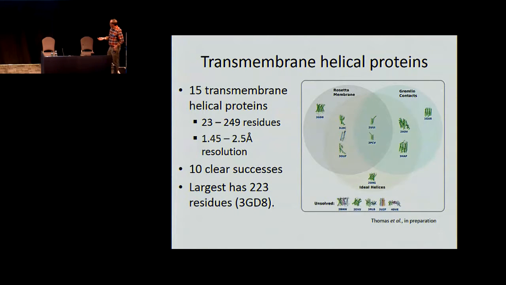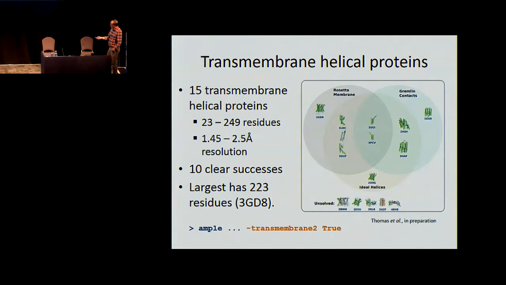This is work in progress where we're looking at transmembrane helical proteins. It also works reasonably well, perhaps slightly less well than we thought it might, but nevertheless we've got 15 targets here and we can solve 10, either with ideal helices or with standard Rosetta or with Rosetta including the benefit of the contact predictions, including some quite large structures. We're still working on this. We'll probably do better by the time we've finished with it. But you can try this already.